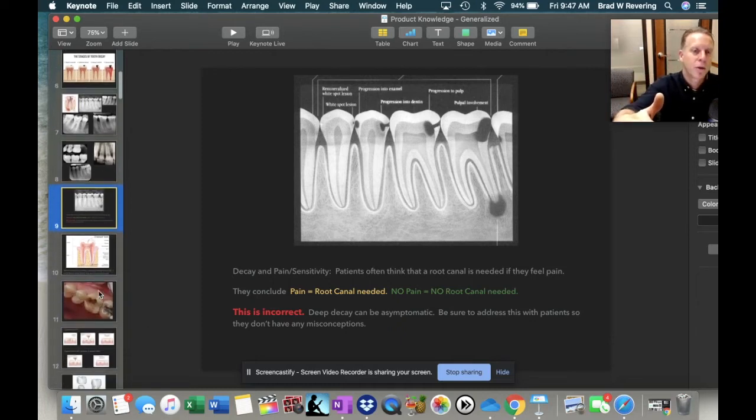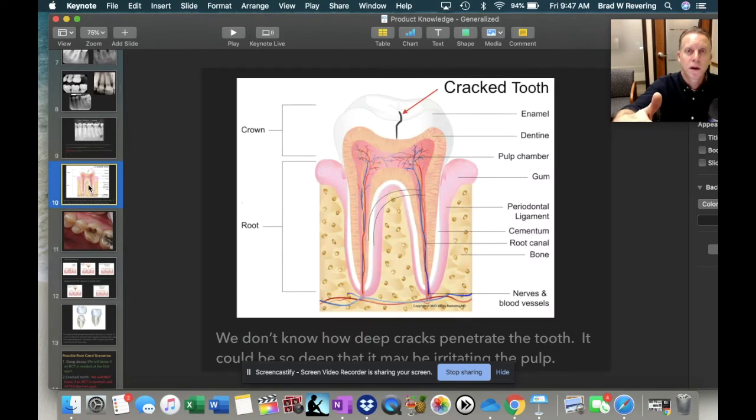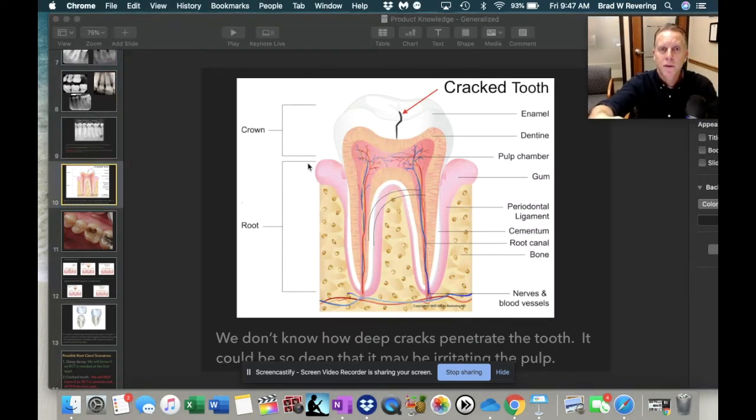Okay, now let's move on to the second situation, which is a cracked tooth. So if we have a crack, again, it starts from the top and works its way down, kind of like decay. We don't know how deep these cracks go. There's no way for us to tell on an x-ray. We can't tell on a bite wing or PA. Not even on a cone beam, three-dimensional film, can we see how deep cracks travel.